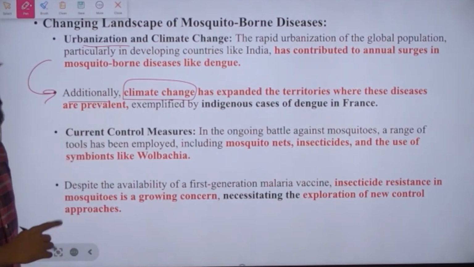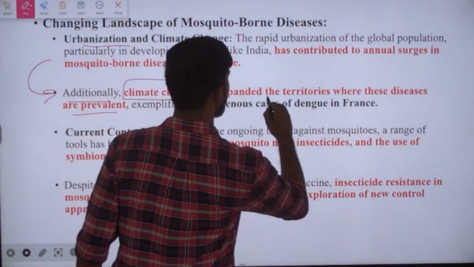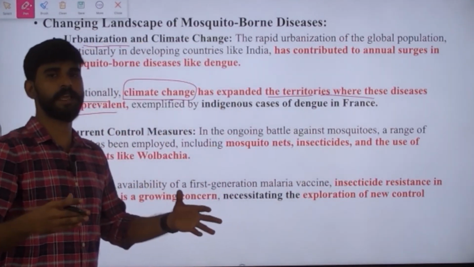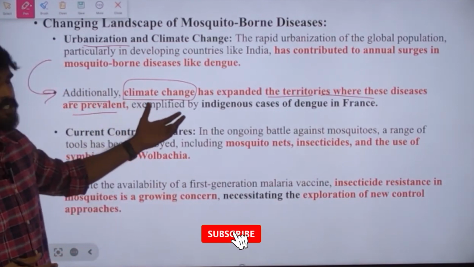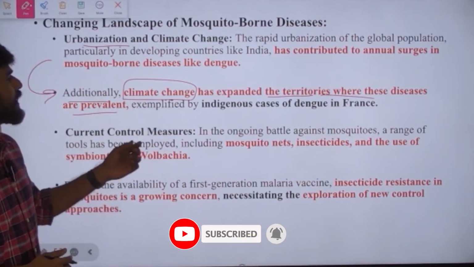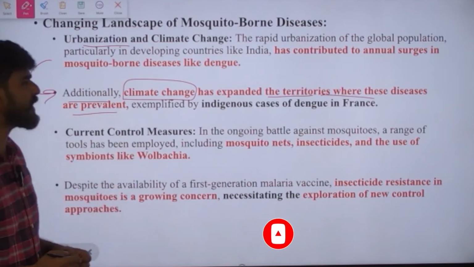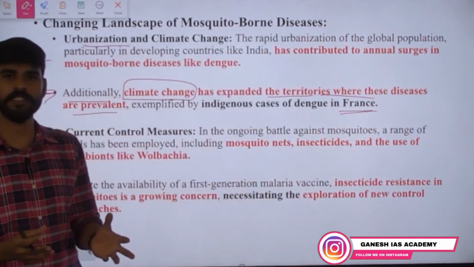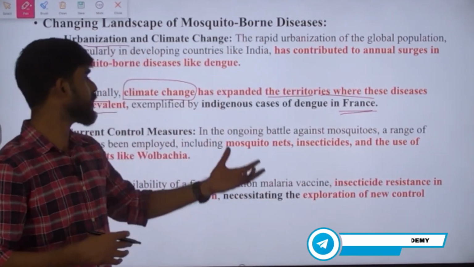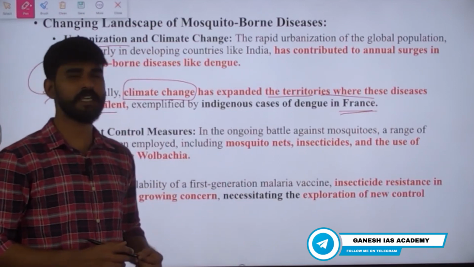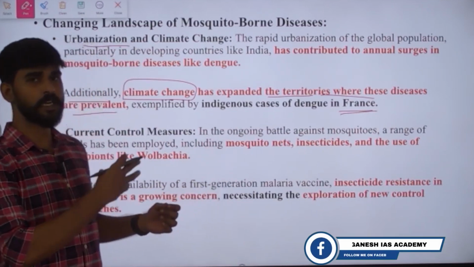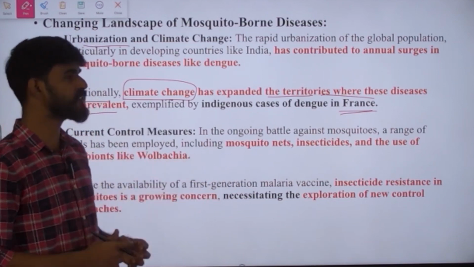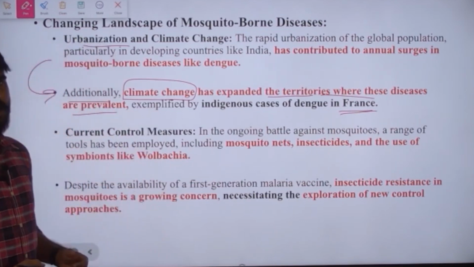Climate change has expanded the territories where the diseases are prevalent already. Okay, diseases would have been prevalent already, but now the areas are expanding. That is because of the climate change, and there is an example of indigenous cases of dengue in France. Generally, France is known as a mosquito-free region. Okay, so it is considered a mosquito-free region, but even in France now we are facing indigenous dengue cases, which means it is spreading in France also. That is because of the climate change. I mean, there is an expansion in the territory in which these diseases are prevalent.